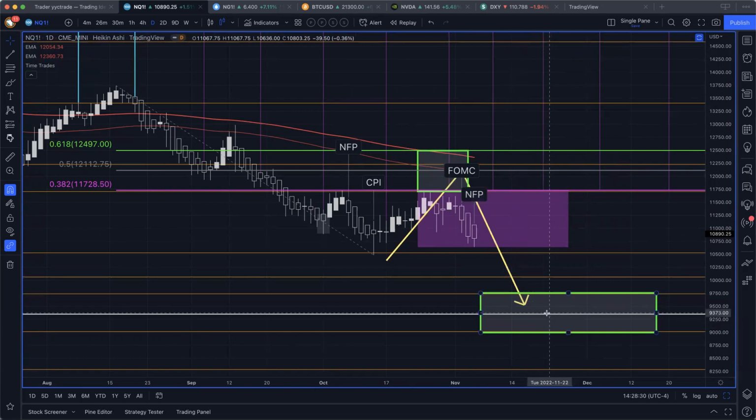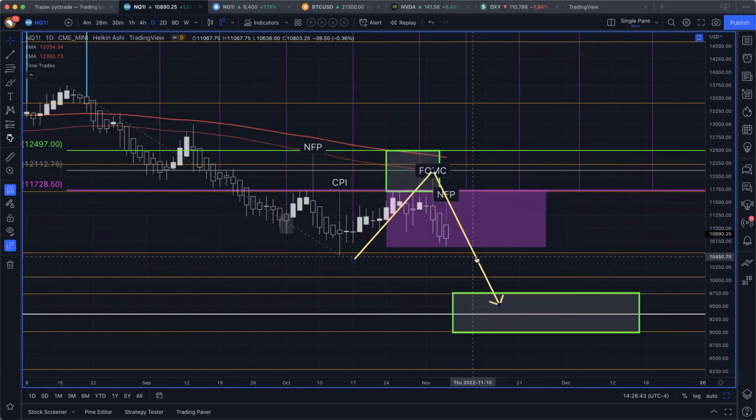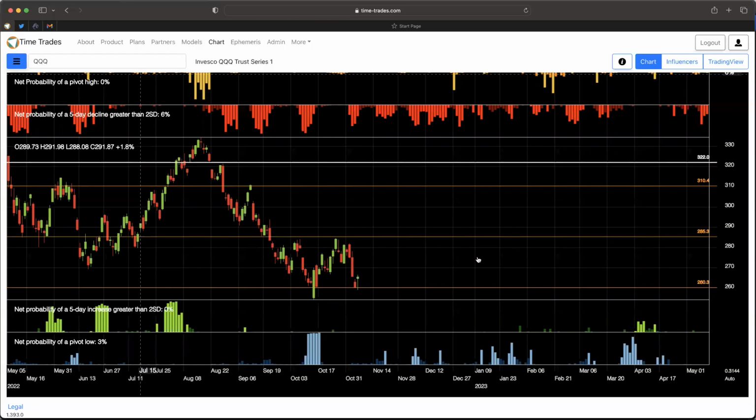And we've still got this pointing into our target zone, which brackets the magic level at 9,350. So I don't see a reason to change this going forward, and you'll see why as we go through all of the Time Trades forecasts. So we're going to leave this yellow arrow intact for now, and let's go through our forecasts and see why we're going to leave that intact.